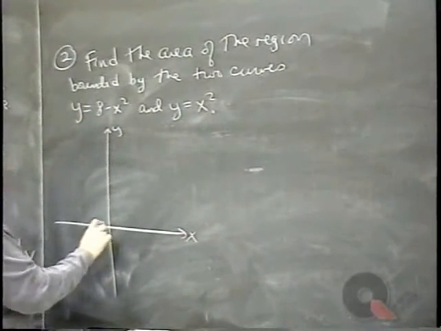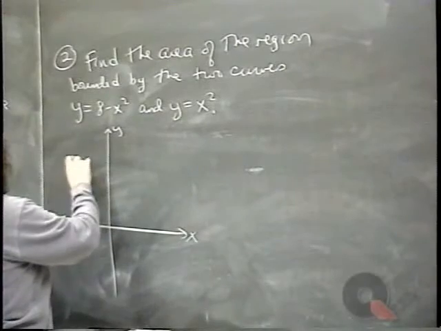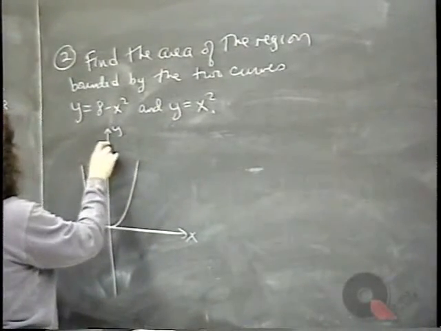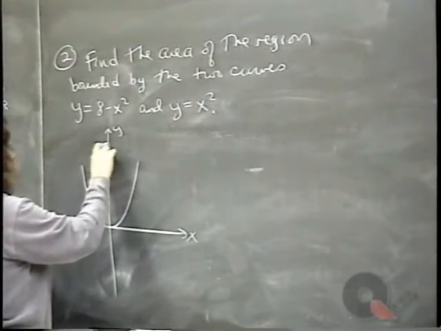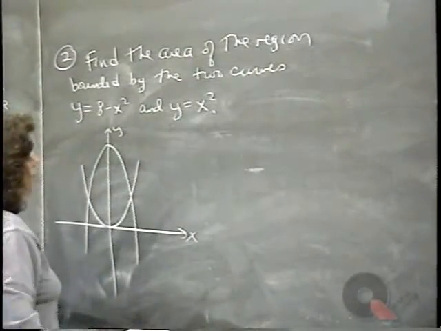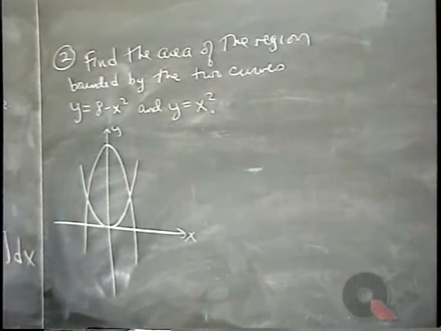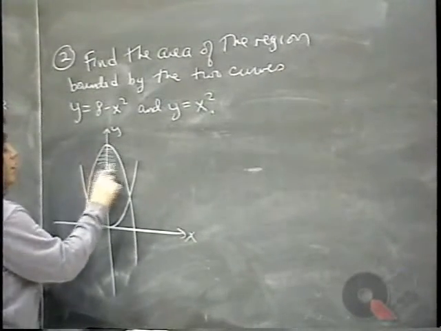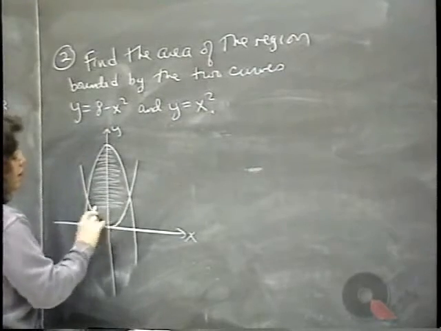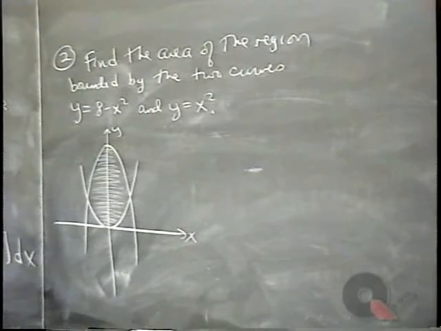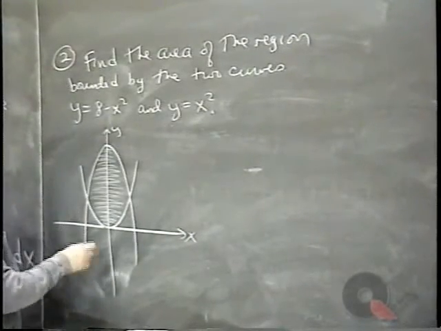Now, like before, I still have, the picture hasn't changed. Except now I'm not saying between x equals minus 1 and x equals plus 1, so I want the entire region bounded by these curves. So no one is giving you x equals a and x equals b. You have to find them.